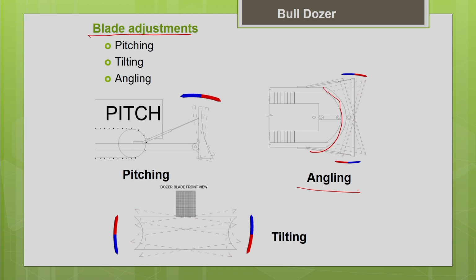Similarly, some of the bulldozers have this kind of tilt cylinders and pusher arm arrangement. In those bulldozers some of the movements are possible. We will discuss what all the possible movements are in detail in the upcoming slides. Basically pitching, tilting and angling are the three types of blade movements commonly seen in bulldozer blades.